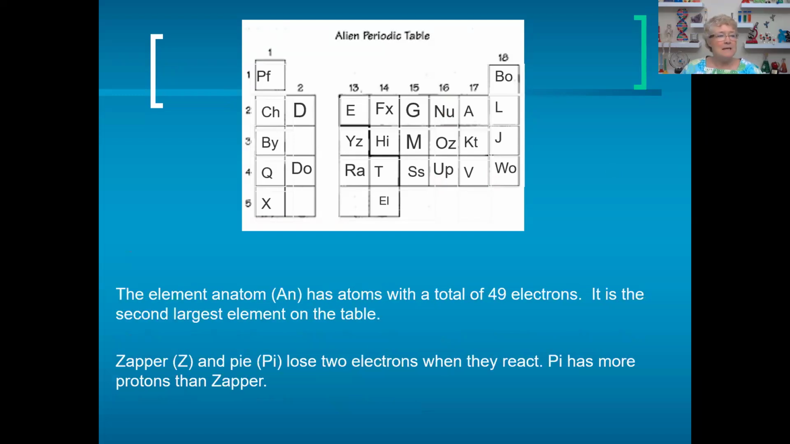Now, the element anatom has atoms with a total of 49 electrons. It is the second largest element on the table. Where should it go?